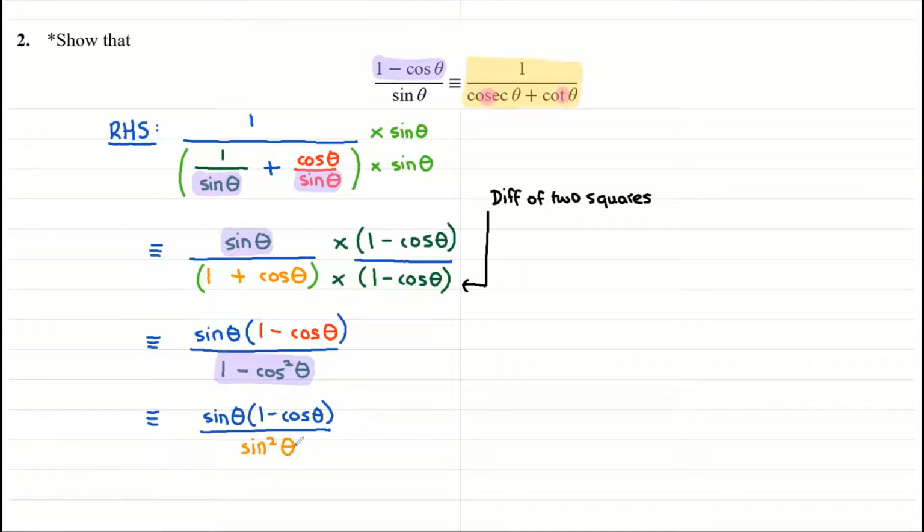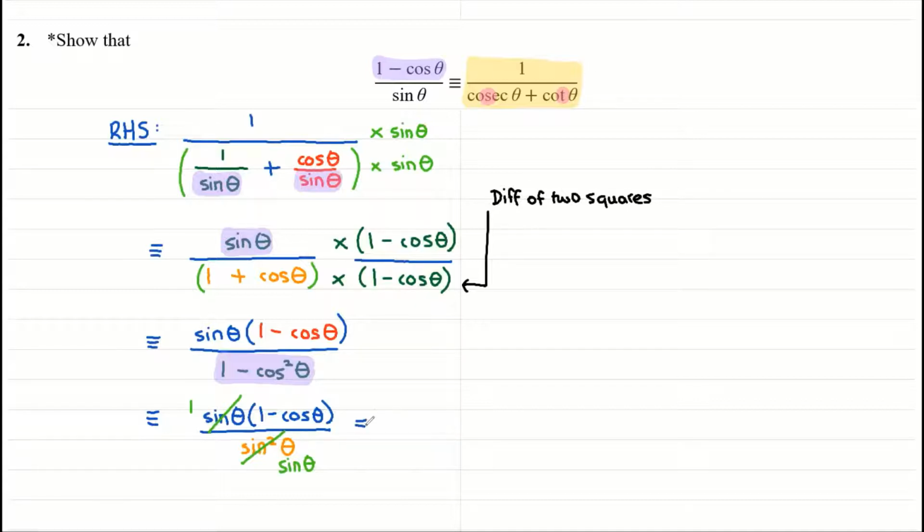We've now got a situation where we have sine theta in the numerator and a sine squared theta in the denominator. We have cancellation. So the sine theta is going to cancel down to 1, and I'm going to have 1 factor of sine theta left over in the denominator. And lo and behold, there's our answer.